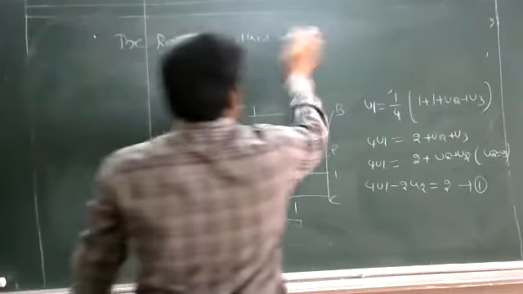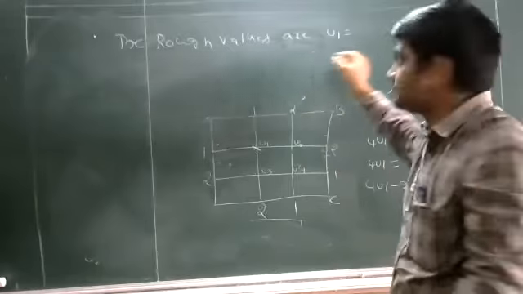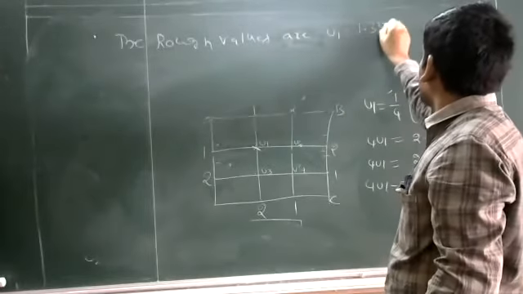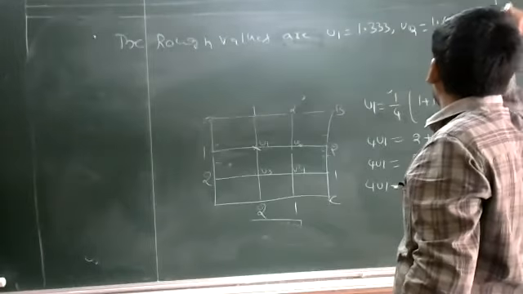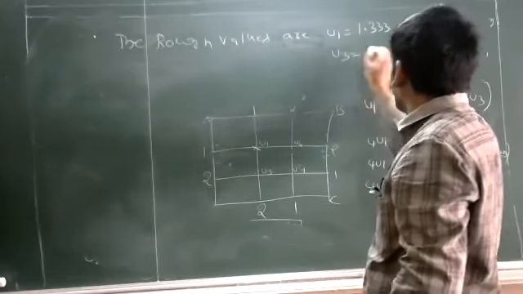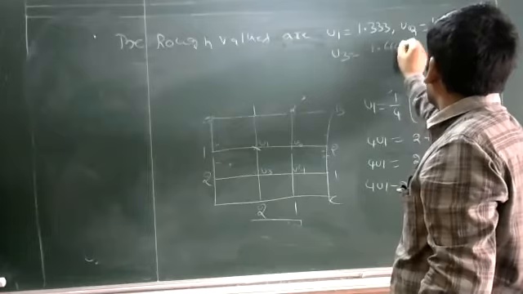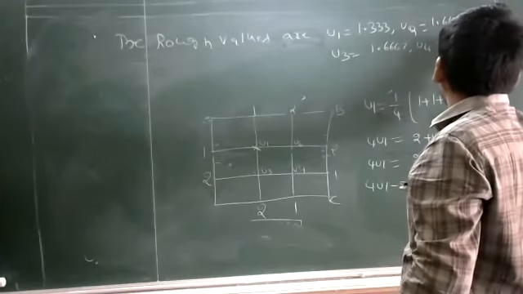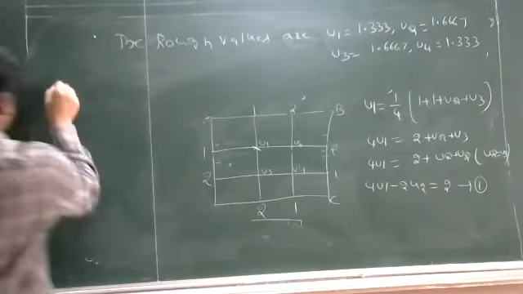Therefore the rough values are u1 is equal to 1.333, u2 is equal to 1.667, u3 is equal to 1.667, u4 is equal to 1.333. So right, now start this first iteration.